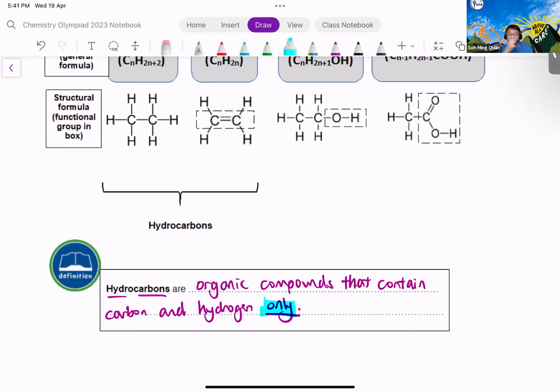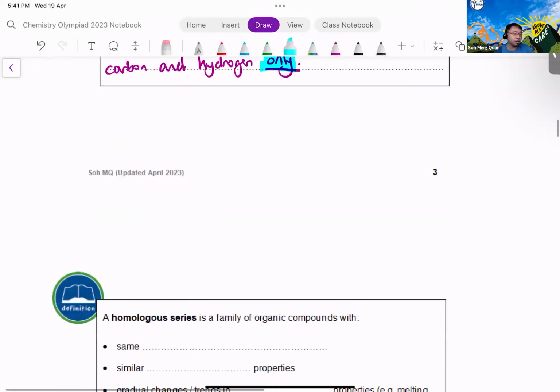Okay, so let me just move on. I think the majority of you are done. Okay, so that's the first definition of hydrocarbons. Second definition is important. Homologous series.